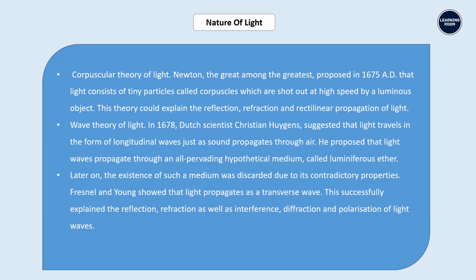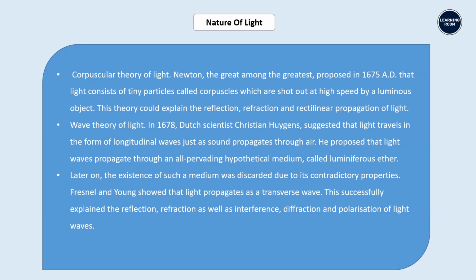Okay. So this was a theory. This theory could explain the phenomena such as reflection, refraction, and rectilinear propagation of light, because this was observed at that point. Okay. Later came the concept of wave theory of light.